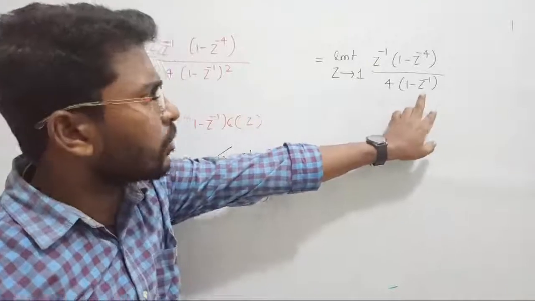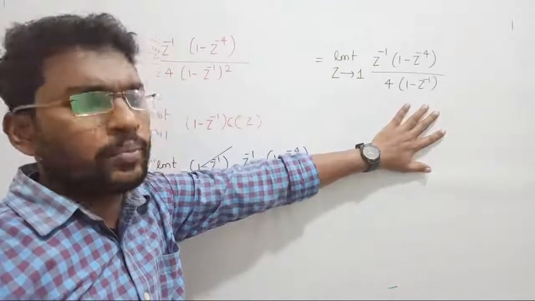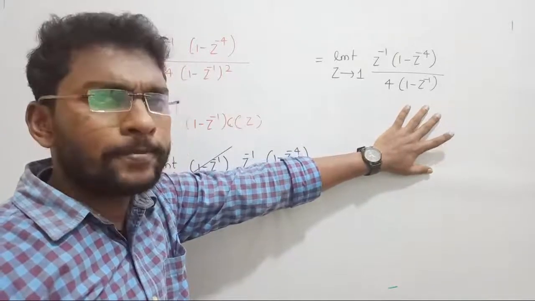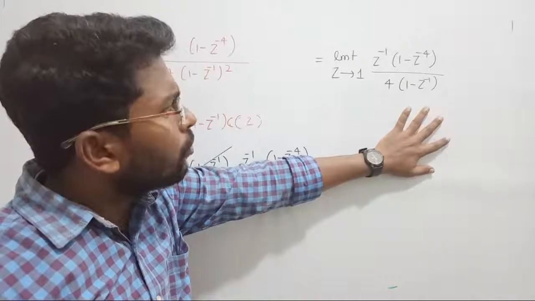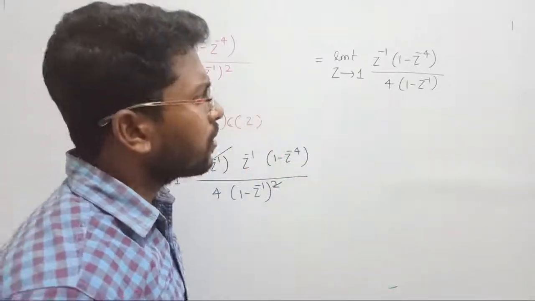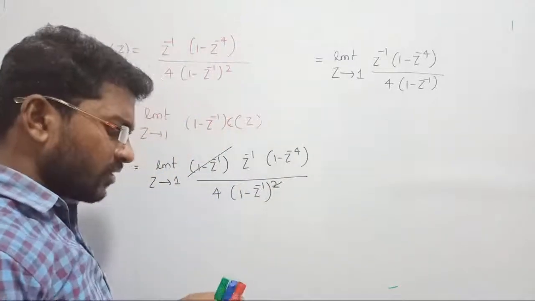Can you cancel this 1 minus z power minus 1 with something? Think about whether you can do something to cancel it. Do you have any idea? I don't know. You might be wondering, right? You may not get the idea. I am also thinking, but I am getting some idea. Let's see. I am getting some friction with this value.